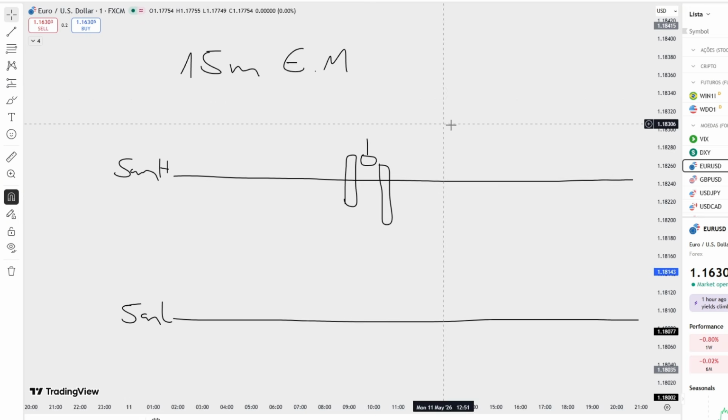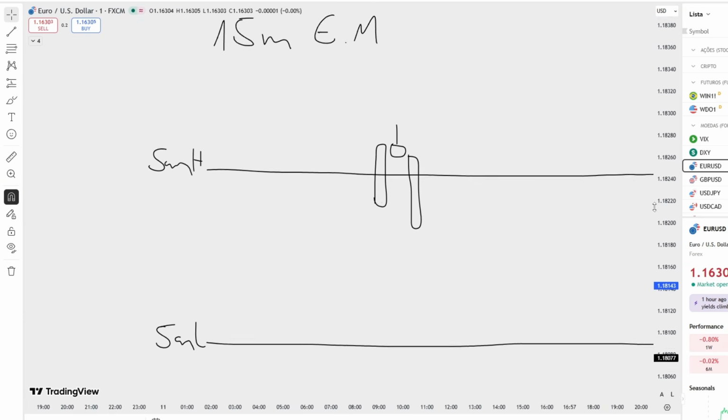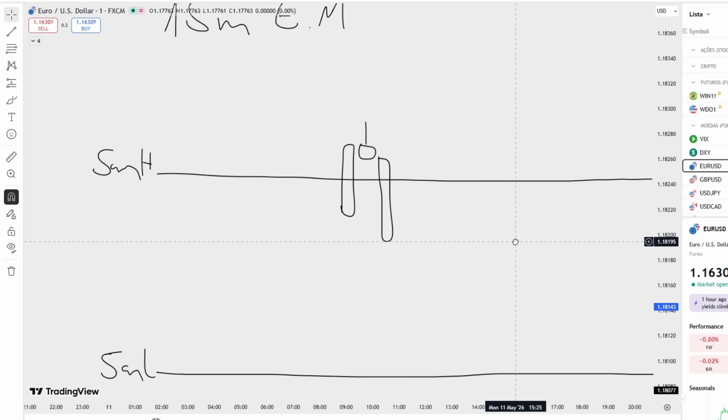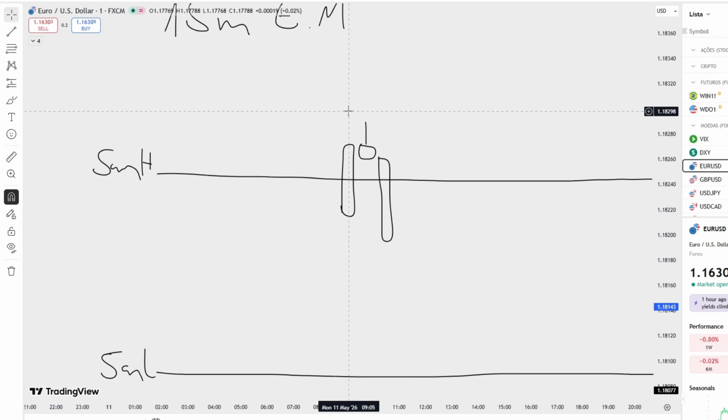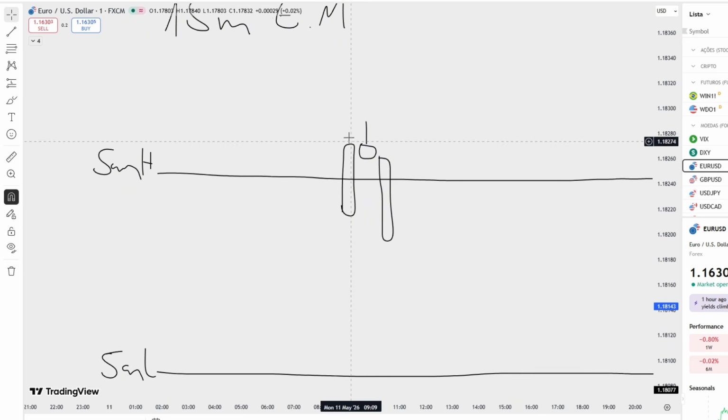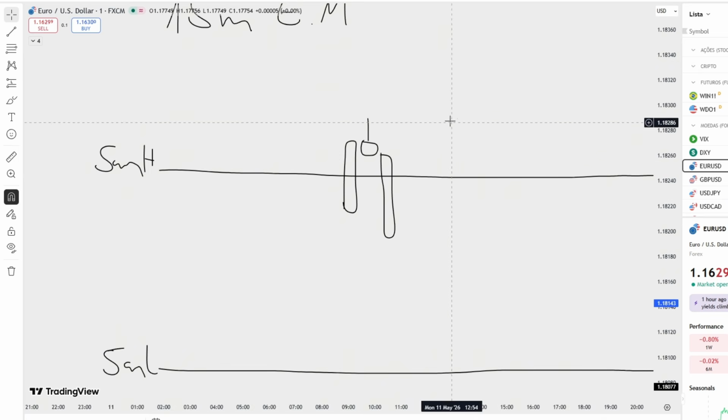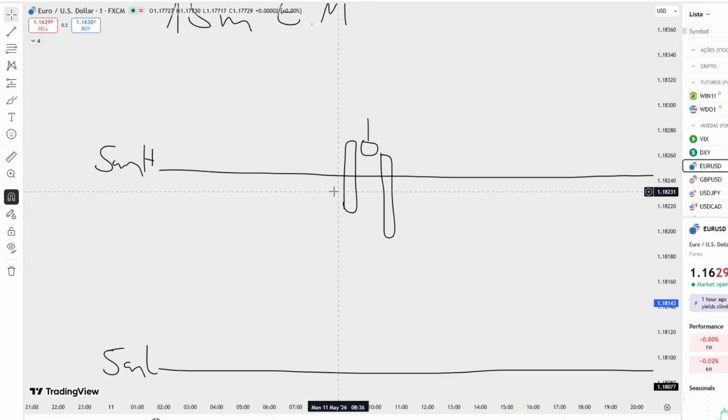So basically how this works. If you don't know about CRT, here's a quick lesson. CRT is just an entry model, candle range theory, where you have three candles. The first one is going to be an impulsive candle. It's a large, huge candle right here, a big candle. It needs to have no wicks, or the fewest wicks possible.